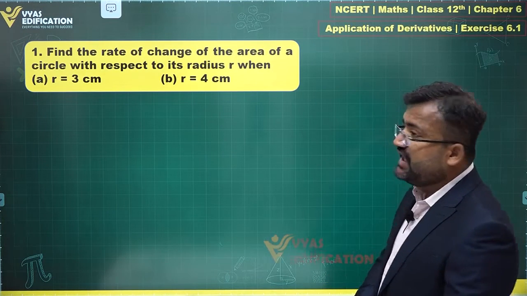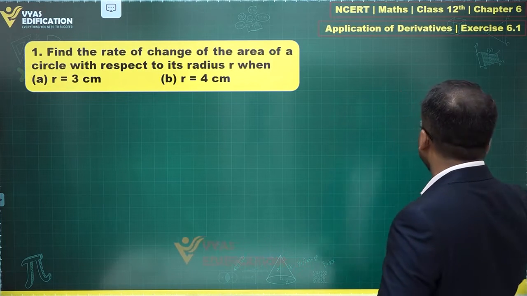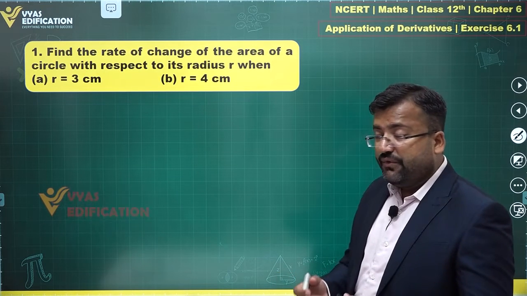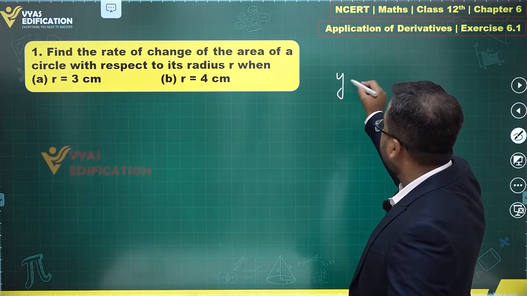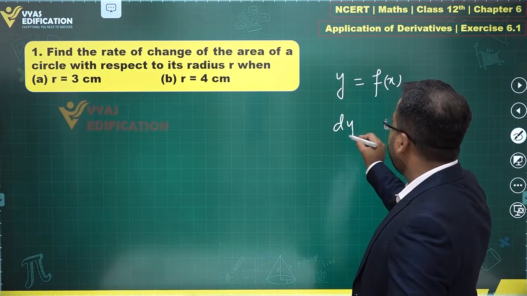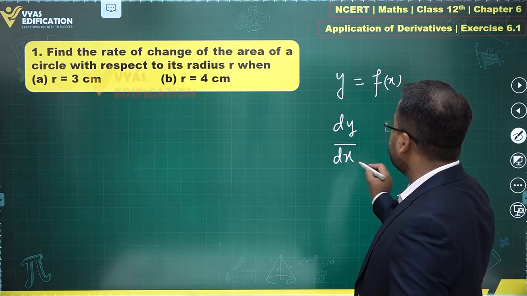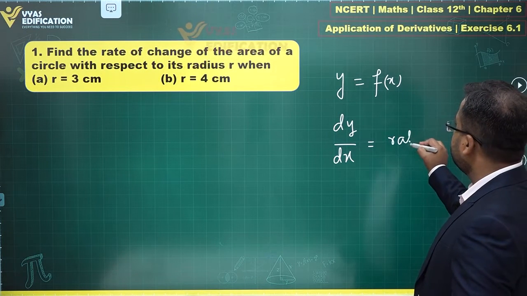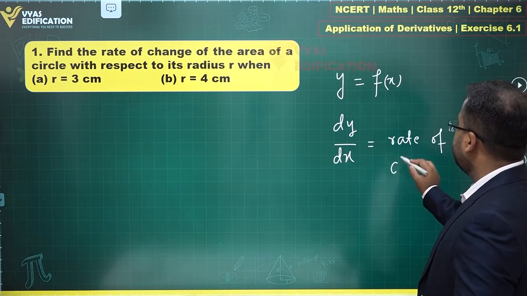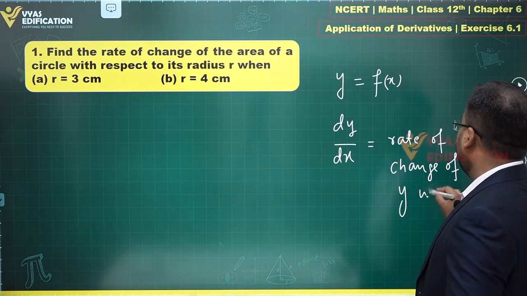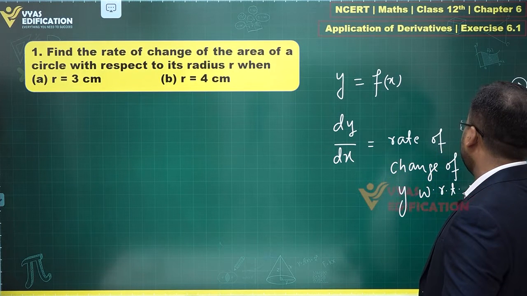Now, rate of change, what do you mean by rate of change? Rate of change is not a difficult concept, it's a simple concept. When we talk about any function, let us say y is a function of x, so dy by dx is actually the rate of change of y with respect to x. This represents rate of change of y with respect to x.